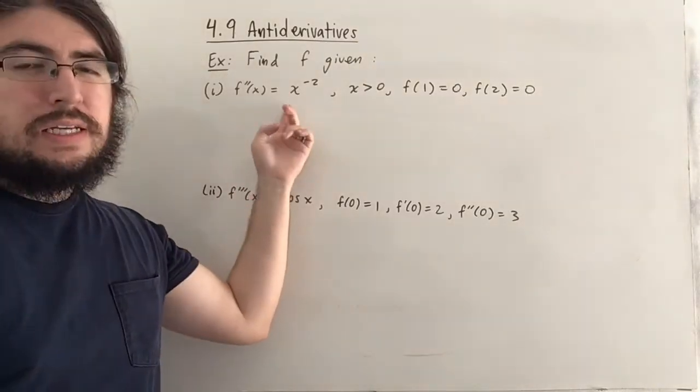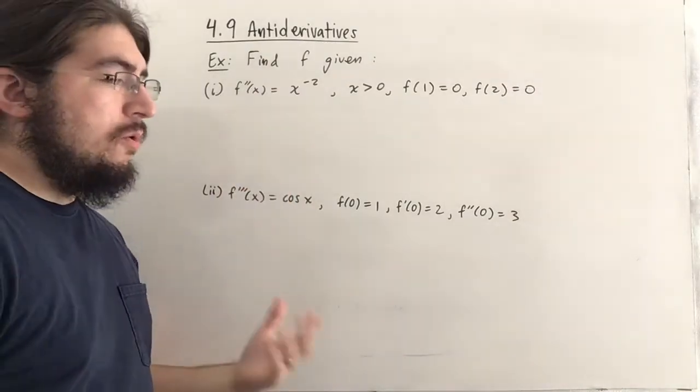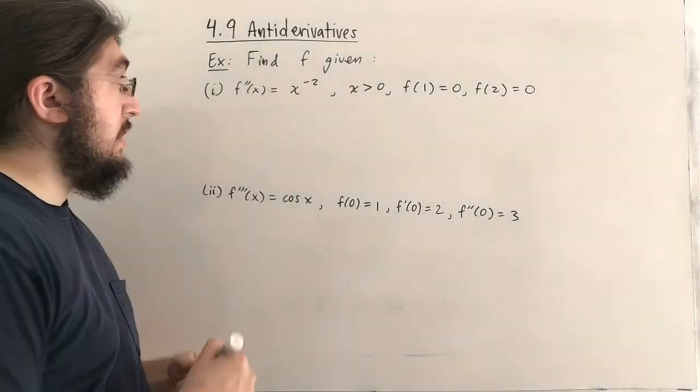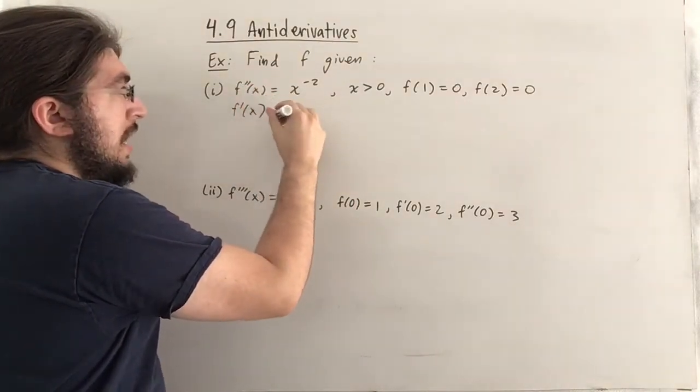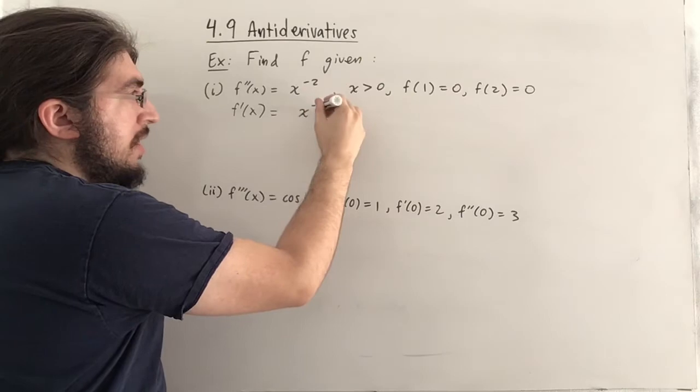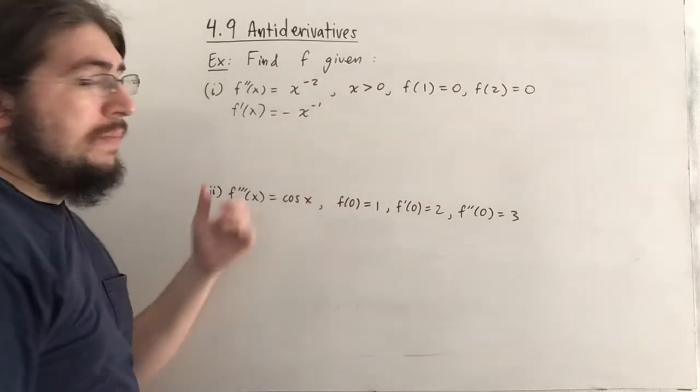because I really want to see an example that involves this. Otherwise, I don't feel I did the topic justice. But let's see. So I want to find the antiderivative once to get f prime, and that's just adding 1 to the power and then dividing by that power. So dividing by -1 makes it negative.